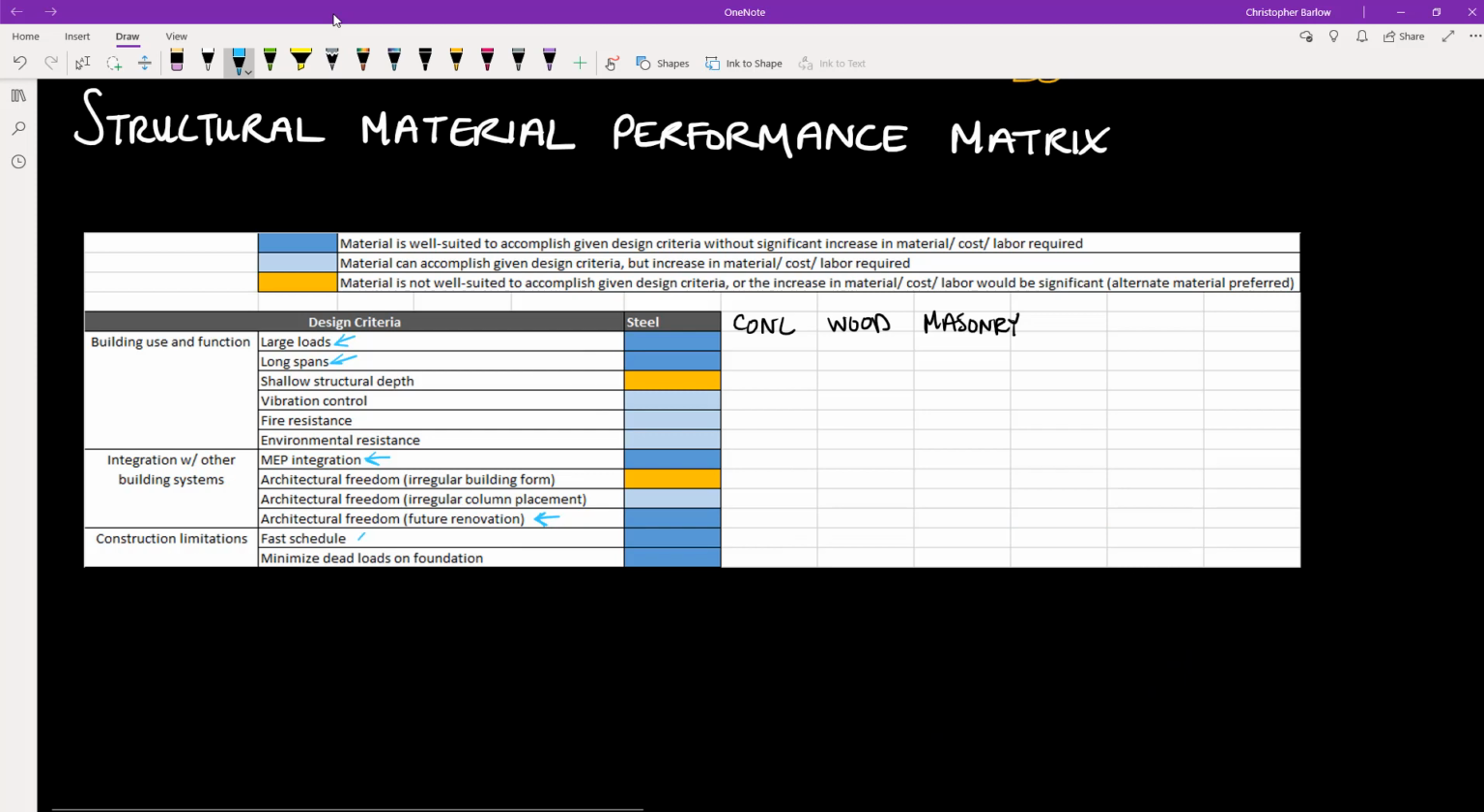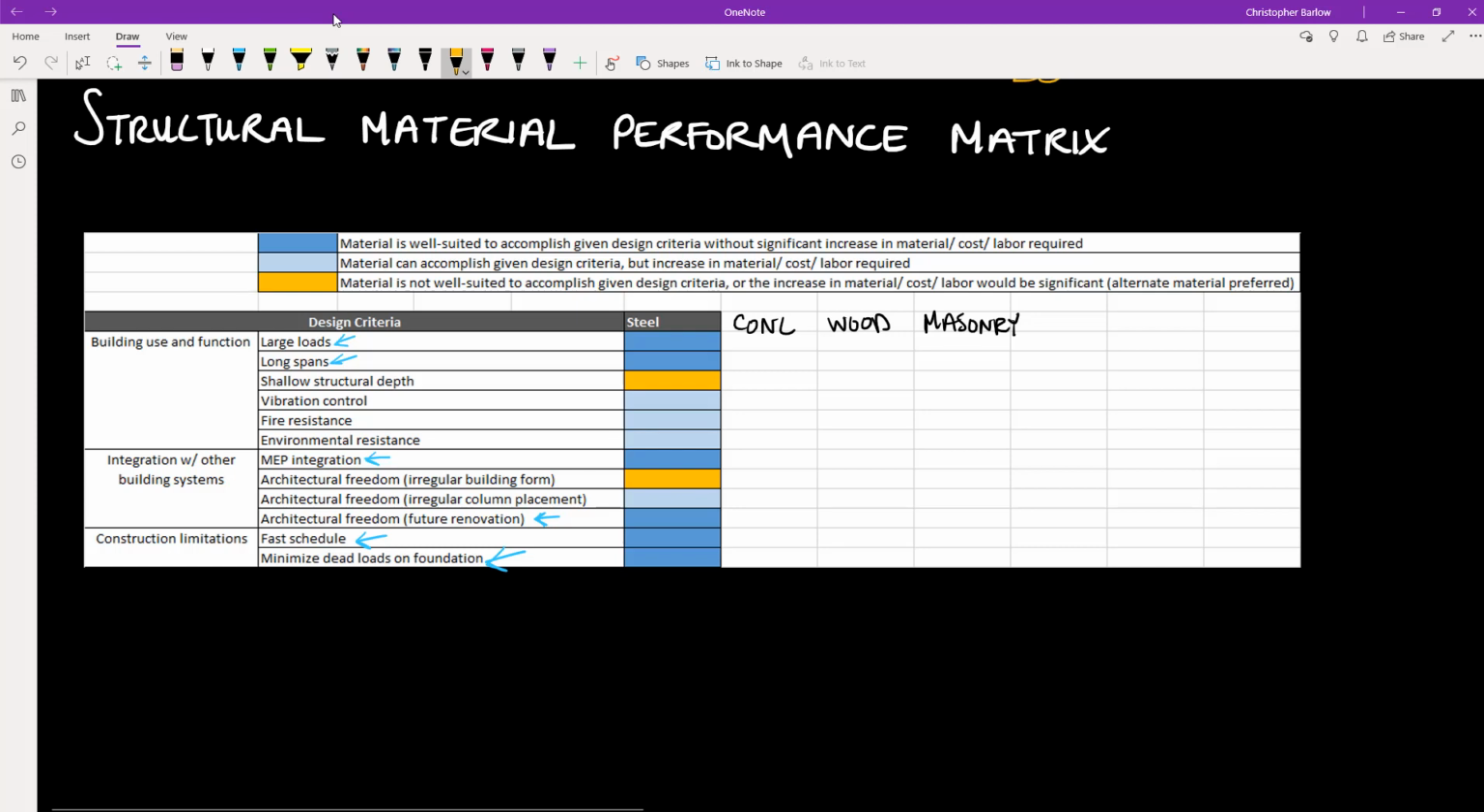And that leads into the next point. As we mentioned earlier, steel can be erected very, very quickly. And typically, projects that are on a fast-track type of schedule will be steel projects. And lastly, as we mentioned before, steel is very good at minimizing the dead loads on the foundation because it has a very high strength to weight ratio, meaning that the overall building will be very light.